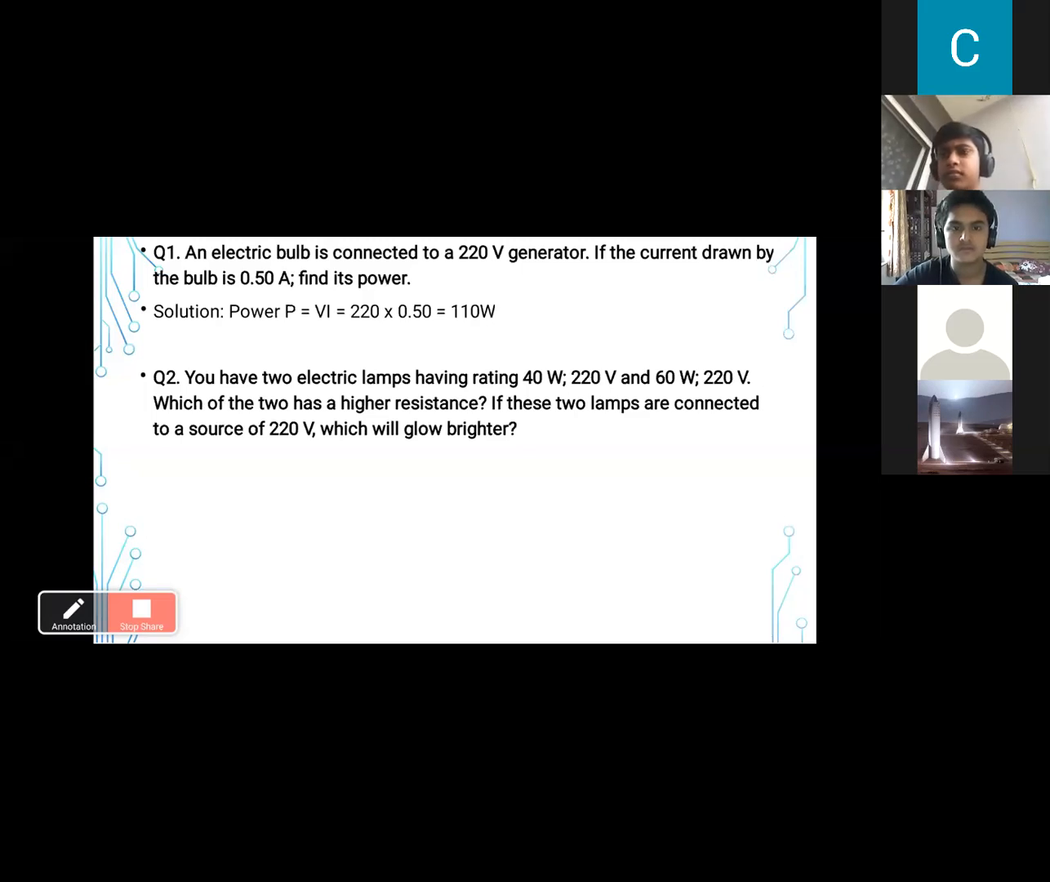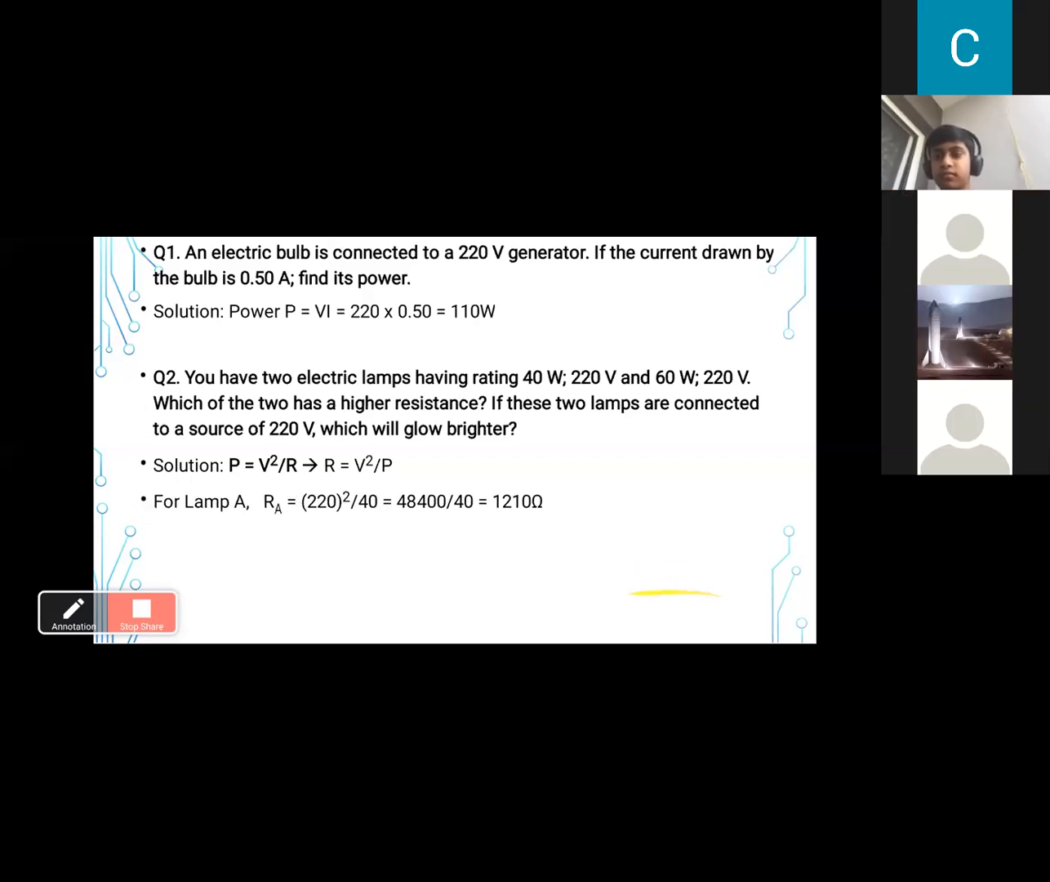They're asking us to find the resistance. I know power and voltage, so which formula am I going to apply? P is equal to V square by R, because only in this formula I know power, I know voltage, but I don't know resistance. So R equals V square by P. In both the cases, the 40 watt bulb will have more resistance, and the 60 watt will glow brighter.